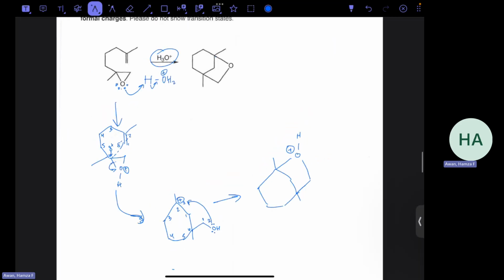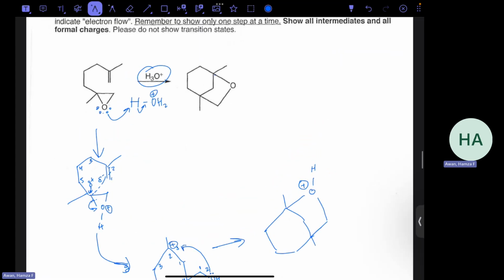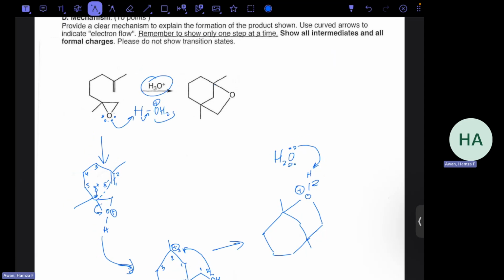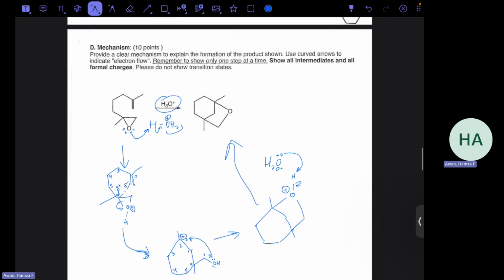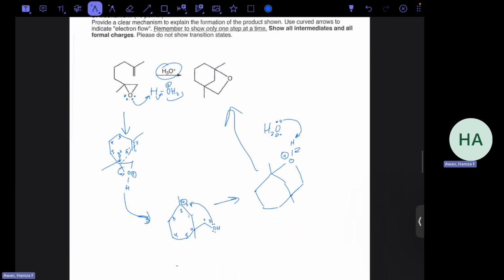So our final step, we're going to deprotonate the oxygen. And what we can do that with, we've created this H2O, right? So this H2O has lone pairs that likes attacking and taking hydrogens, right? So it takes this hydrogen, that bond breaks, and we have our final product, right? So it was a short mechanism, a little bit tricky, but we got there in the end.